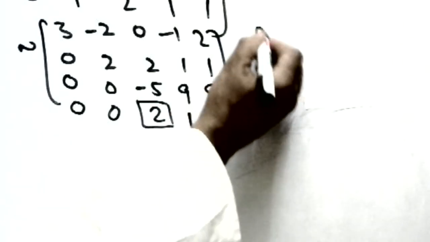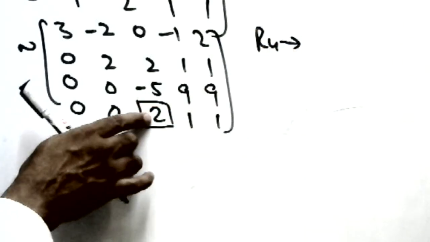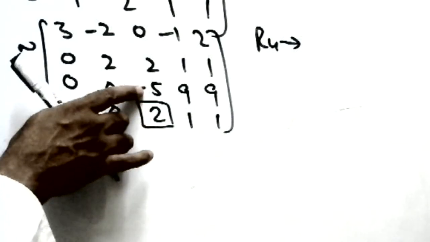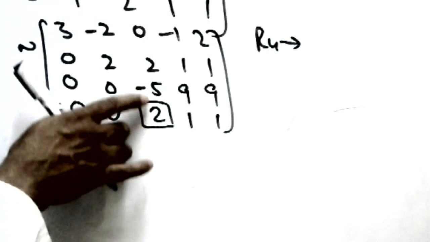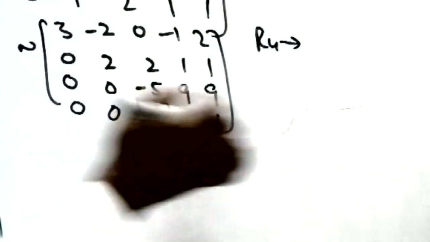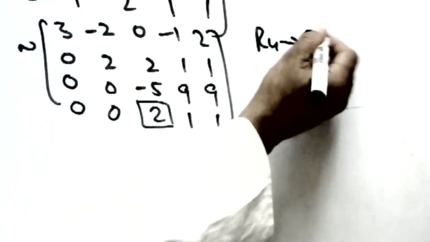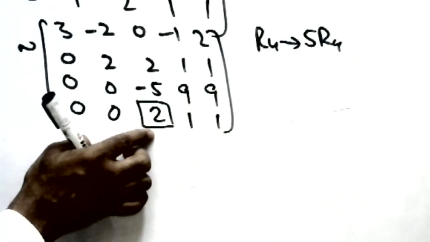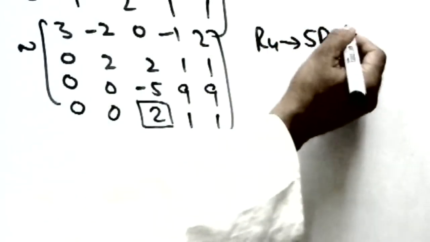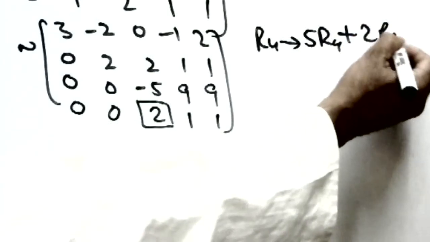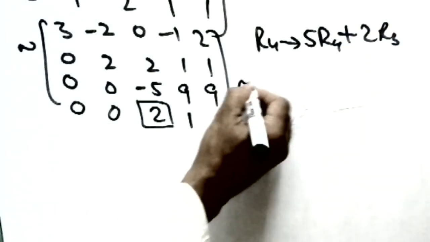What is the procedure? R4. This is therefore R4 implies, so multiply this with 5. 5 2s are 10. So multiply this R4 with 5 and R3 with 2. R4 implies 5R4, multiply this with 5, and multiply with 2, plus 2R3.